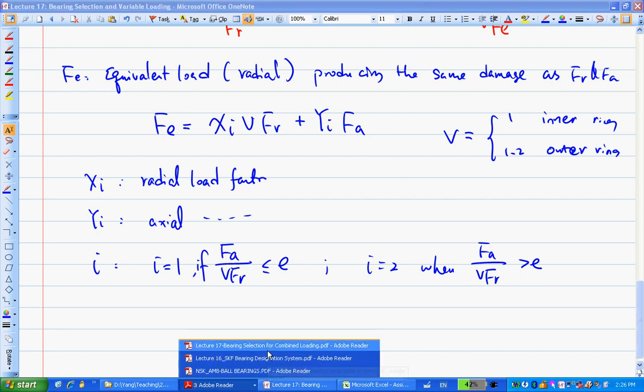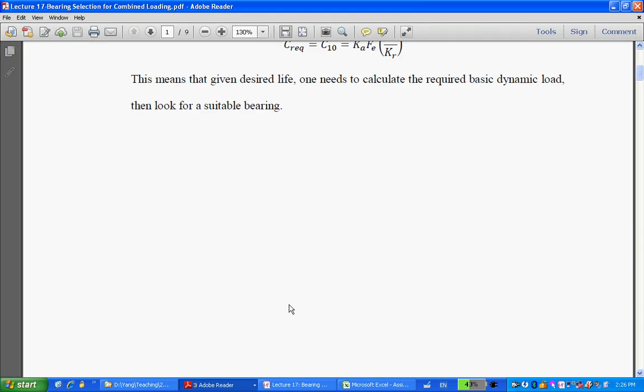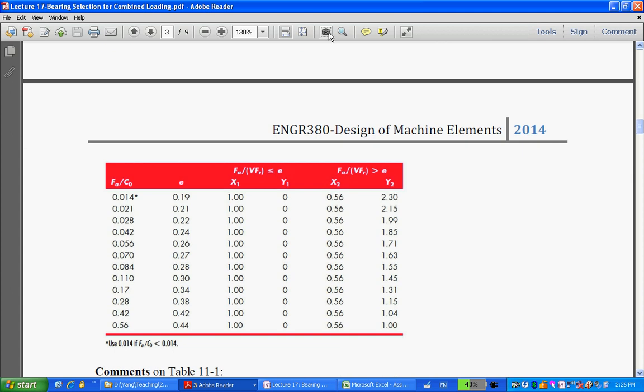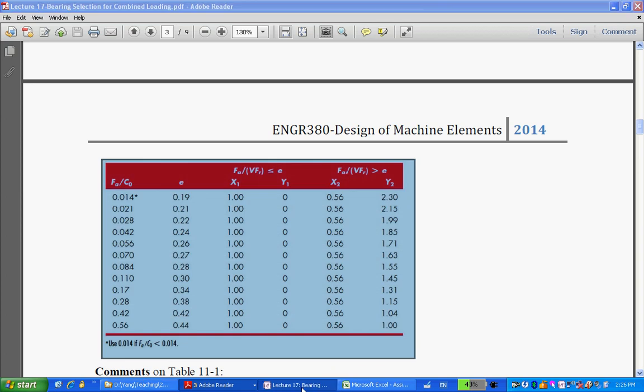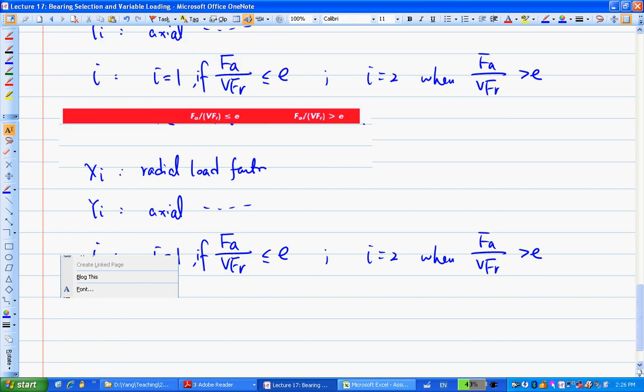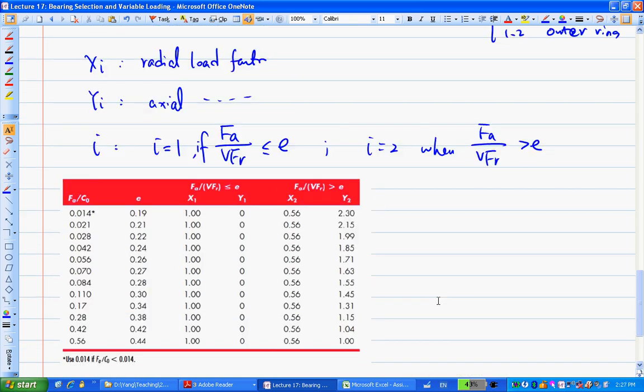So, I need to bring in a table. Just 1 second. This is Table 11-1 from our textbook. So let's take a look at this table right here. The first column I'll explain later. The rest of the columns are the E here. So E is a factor. Then there are two bigger columns here. One column is associated with the ratio FA over VFR less than E, and the other one is associated with FA over VFR greater than E.